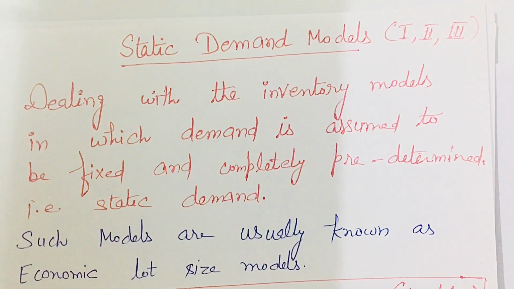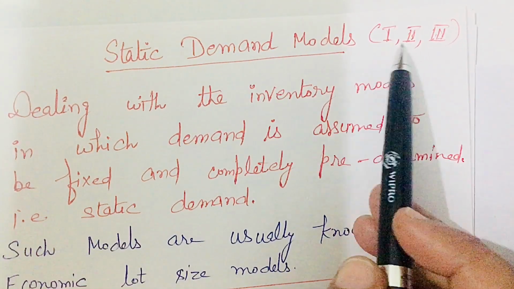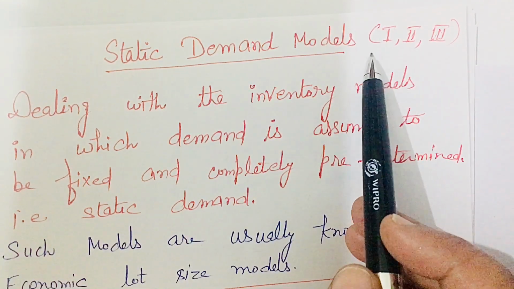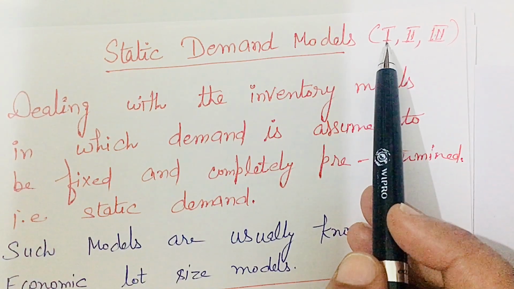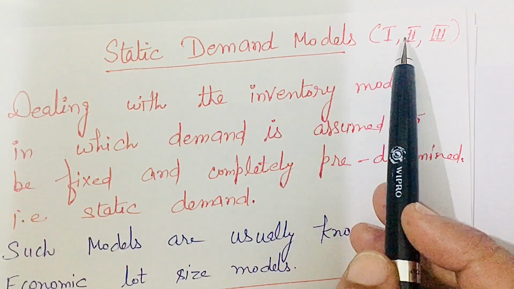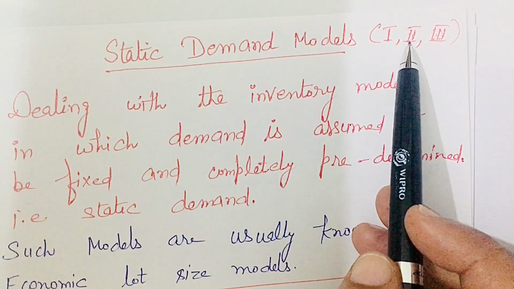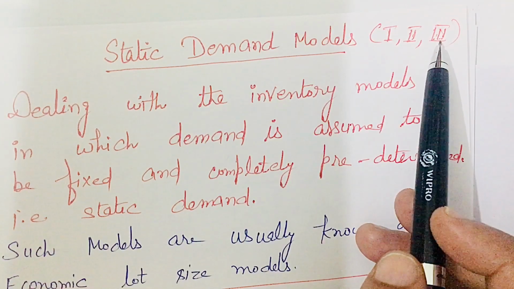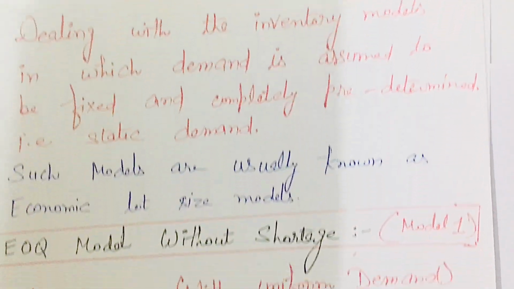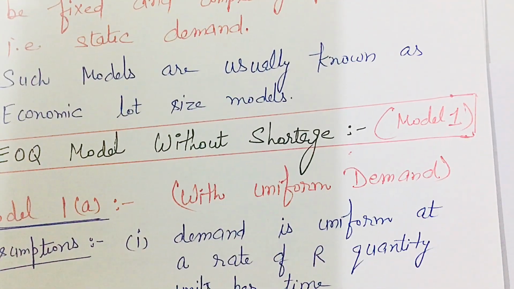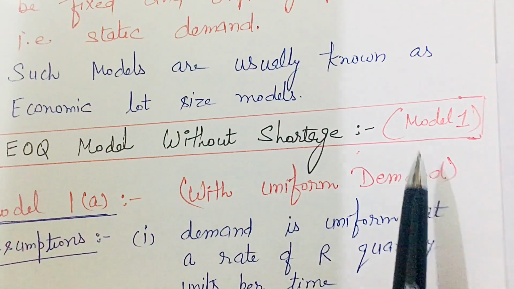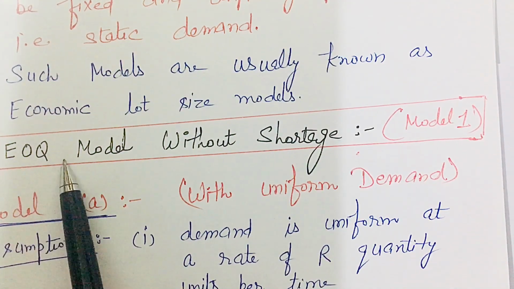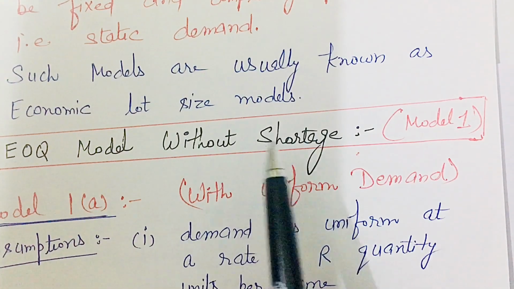Basically, static demand models are categorized as model 1, 2, and 3. Model 1 is categorized into three parts: model 1A, 1B, and 1C. Similarly for model 2 and model 3, each is also categorized into three categories. In this video, we will discuss model 1. In model 1, we discuss the economic ordering quantity model without shortage.